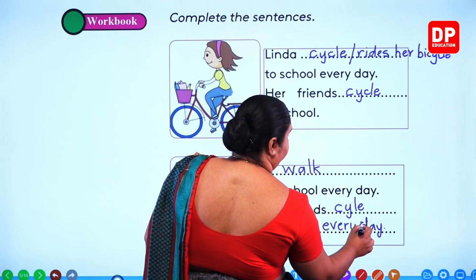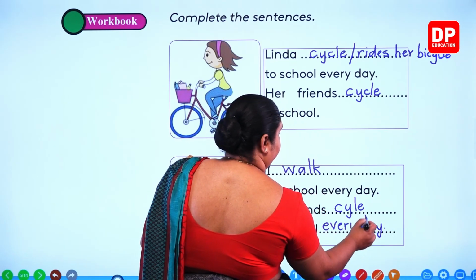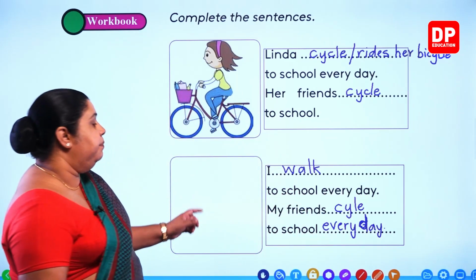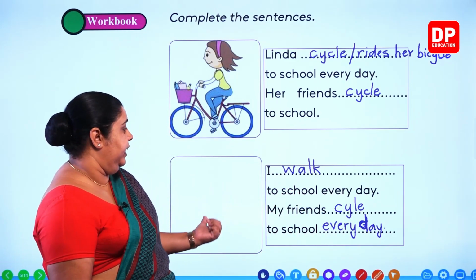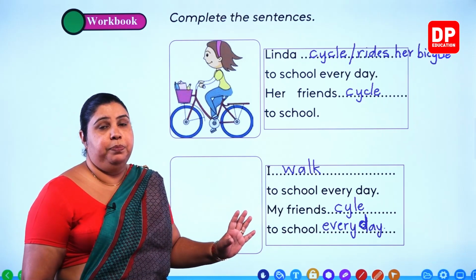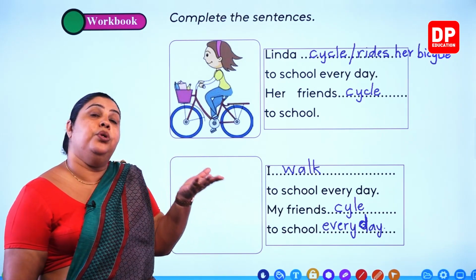So I will keep this like this. I will keep the picture. You have to draw the picture here. You can draw a beautiful picture. It depends on the way how you travel to school.